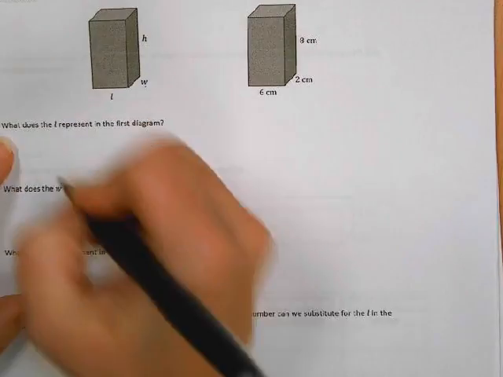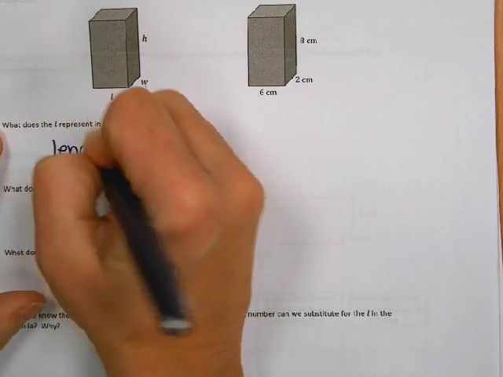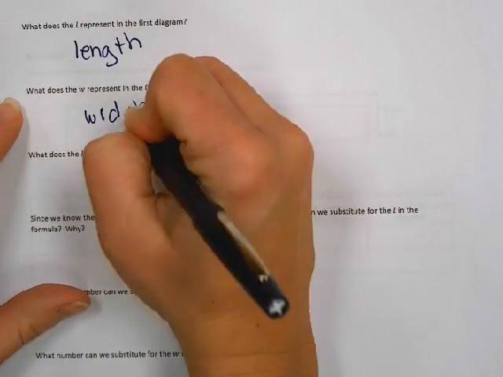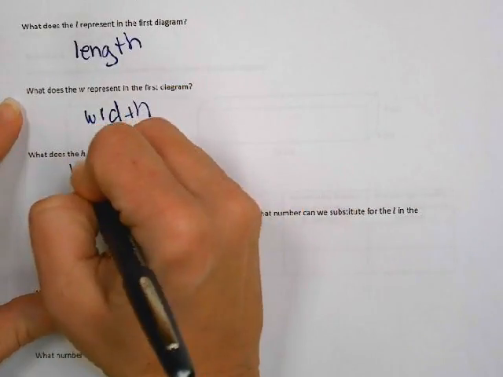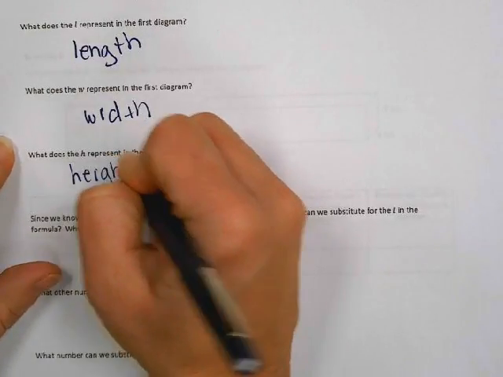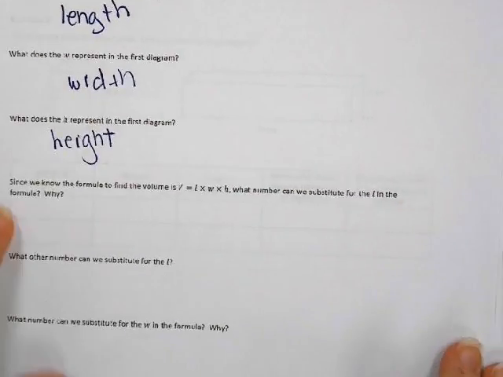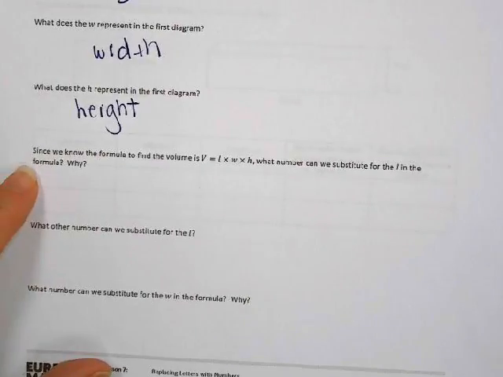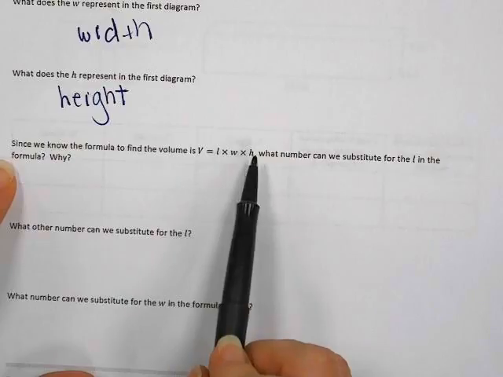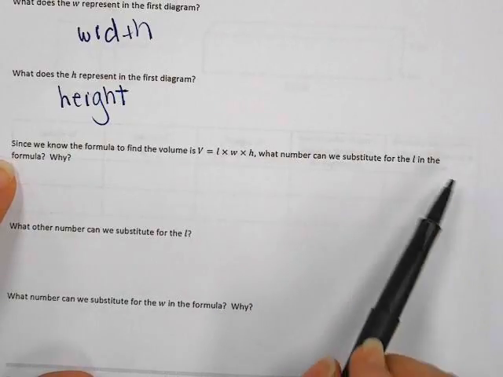So what does the L represent? It represents length. The W represents width. And the H represents the height of the figure. Okay, so since we know, and we talked about in our notes, the formula to find the volume is volume equals length times width times height, what number can we substitute for the L in the formula?